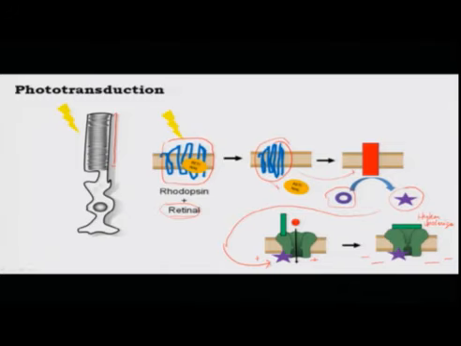So, this change in membrane polarity leads to release of neurotransmitter from the end of the photoreceptor, and this excites the next postsynaptic cell, which is the bipolar cell, and then passes on to the ganglion cell and to other neurons in the brain. So, in a very short, nutshell fashion I have described to you what is phototransduction.